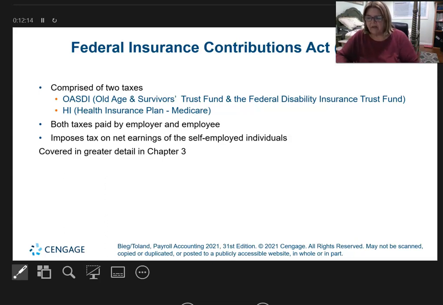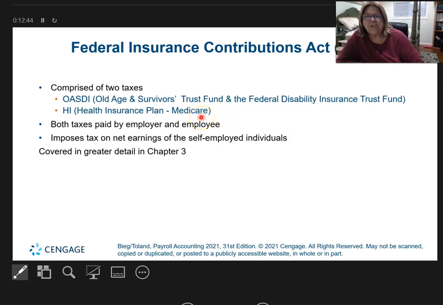Okay, so let's start back on video number 2. The FICA, which stands for Federal Insurance Contributions Act, these are two different taxes. Now, you as the employee have to pay both of them. One is for Medicare, one is for Social Security. And if you are an employer, you also have to match this. So no matter what, these taxes will come out of your paycheck regardless.